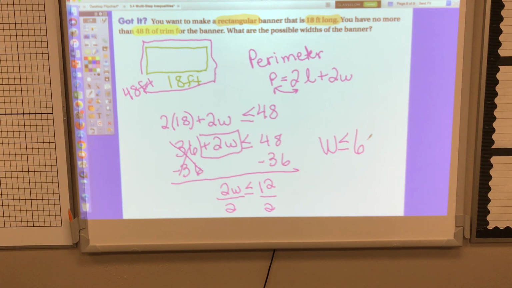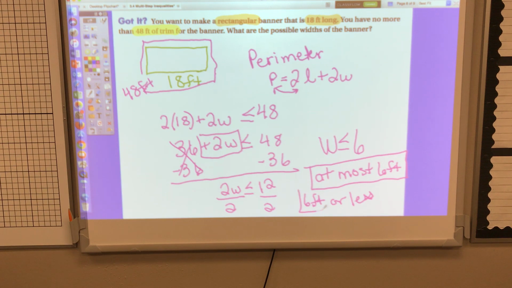So for my answer, again, it's a word problem. We don't want to say less than or equal to 6. We want to say something like at most 6 feet. So 6 feet or less would be a possible other option. Remember word problems, you need to write out your answer.